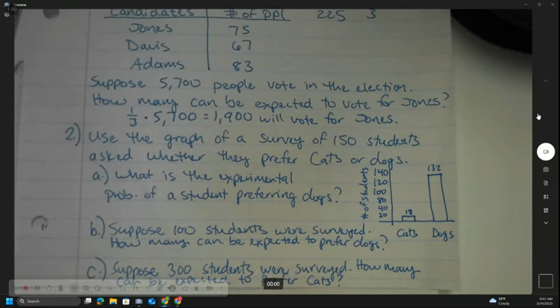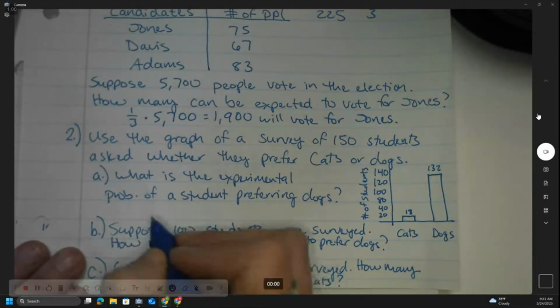I like this one a lot. Number 2, use the graph of a survey of 150 students asked whether they prefer cats or dogs. So if I were to ask you all if you prefer cats or dogs, we'd collect some data. And that data would, or the frequencies I could be saying, is discovering what the experimental probability of a student in class preferring dogs. Well, looks like 18 are preferring cats, 132 are preferring dogs. So if you were to see what the probability is, that would be out of how many?